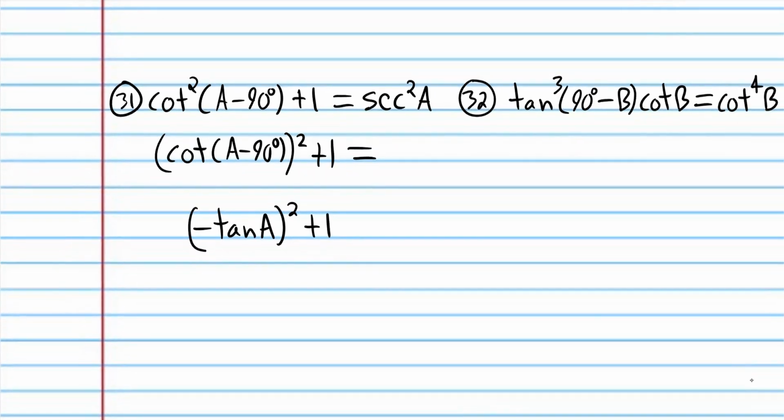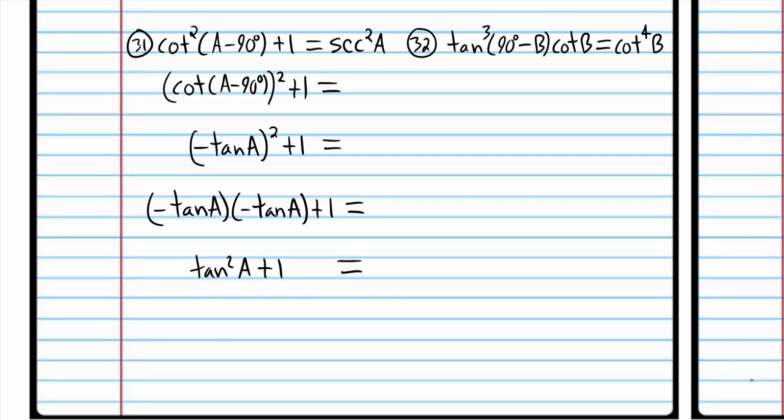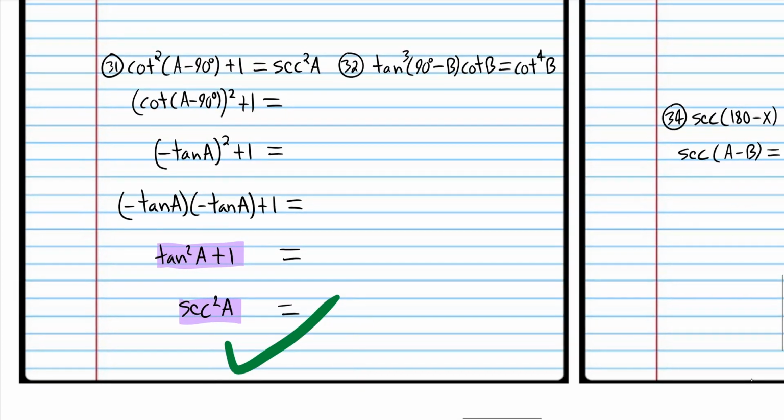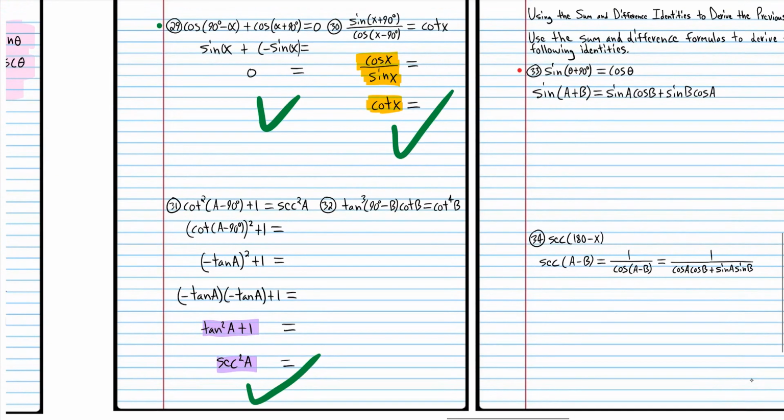And when you square that negative tangent, you're just multiplying negative tangent A by itself. And of course you get tangent squared A plus 1. And we know from our Pythagorean identities that that is equal to secant squared A. So if you got that one right, perfect. Good job. All right, go ahead and try number 32, and when you come back, we'll do it together.